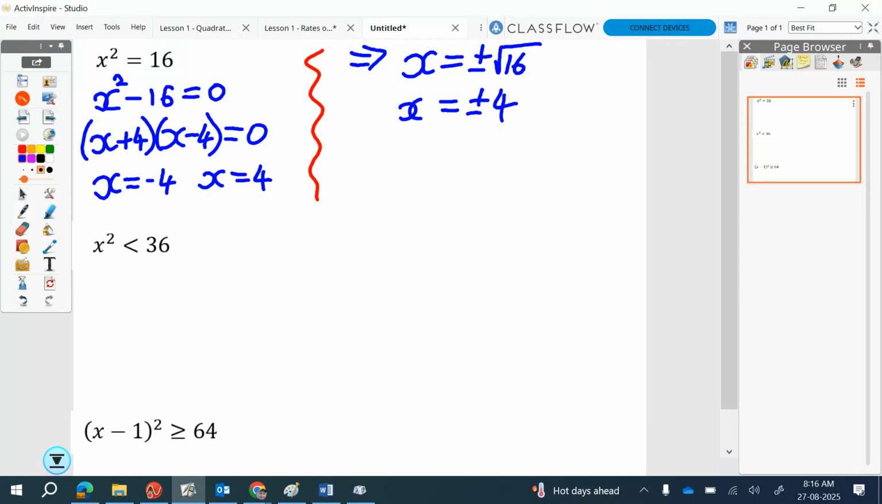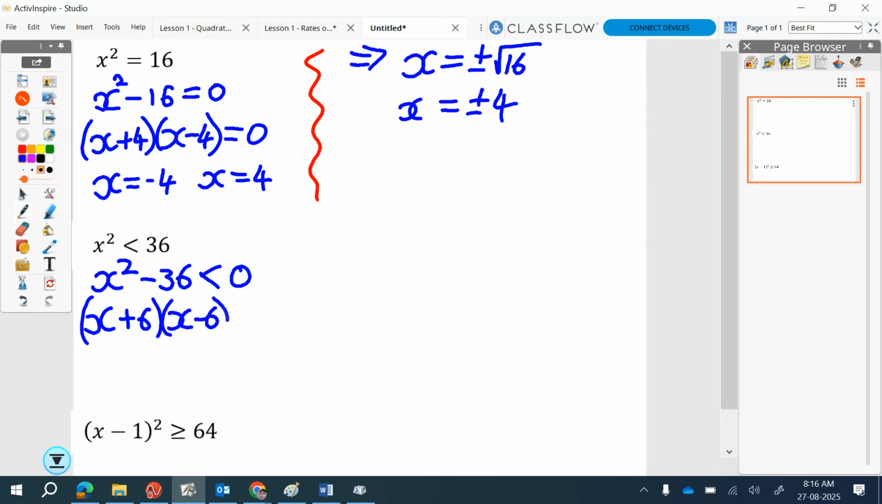Now, that doesn't work as well with inequalities. Let me show you a couple of ways to do this one. So again, we can factor this one quite easily, and we get x squared minus 36 is less than 0. We get a factorization of (x plus 6)(x minus 6) is less than 0. And then you need to do a sign table on this one, and it's going to bring you through to the solution minus 6 is less than x is less than 6.